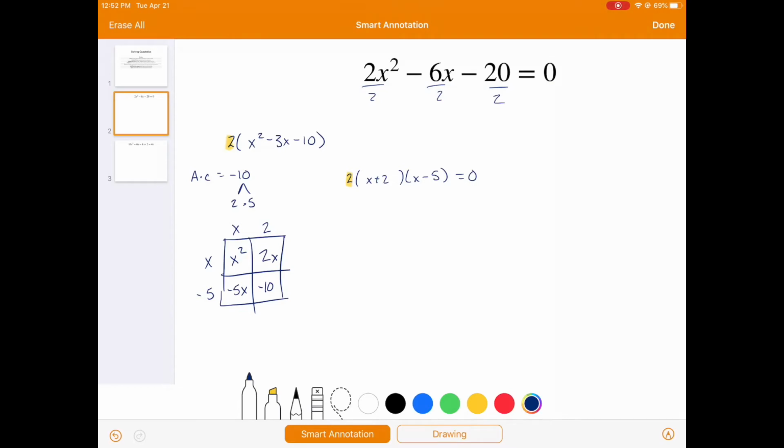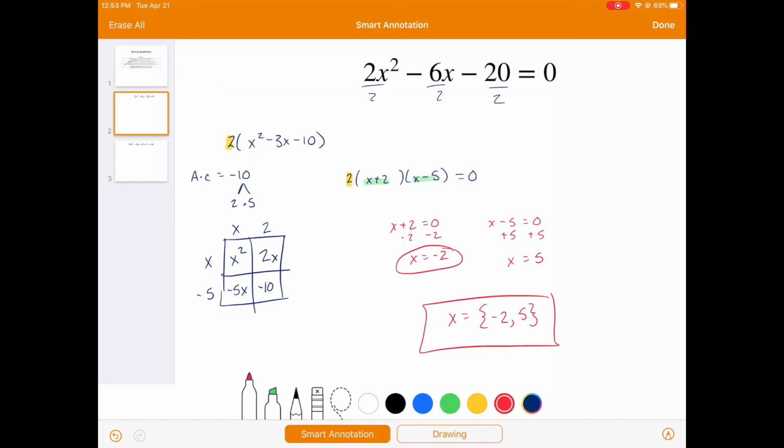And now to solve, the only additional step that we're doing here is we are going to set what is inside parentheses, we're going to set both of those equal to 0. So we have x plus 2 is equal to 0, and we have x minus 5 is equal to 0. So our solutions is just when we solve. So subtract 2 on both sides, and x is equal to negative 2. Add 5 to both sides, and x is equal to 5. So our solutions would be negative 2 and 5.